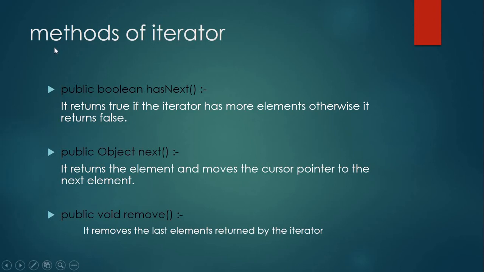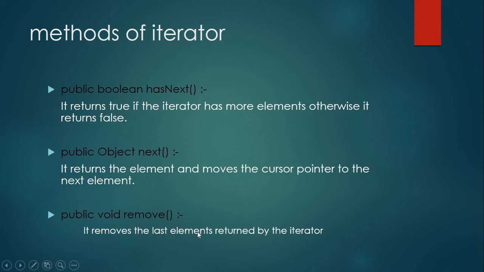We have three methods for the iterator. The first method is the hasNext method. The hasNext method will return true if the iterator has more elements, otherwise it will return false. The next method returns the element and moves the cursor pointer to the next element. If we want to print the present element and move on to the next element, then we will use the next method.